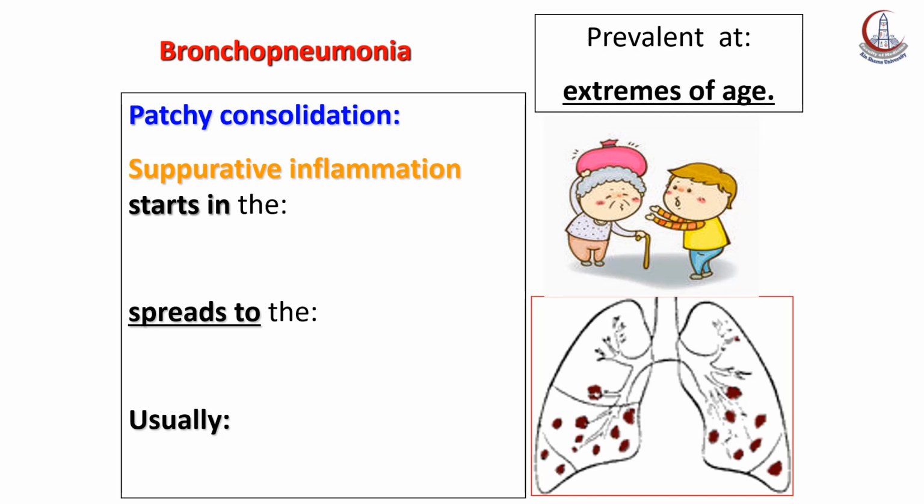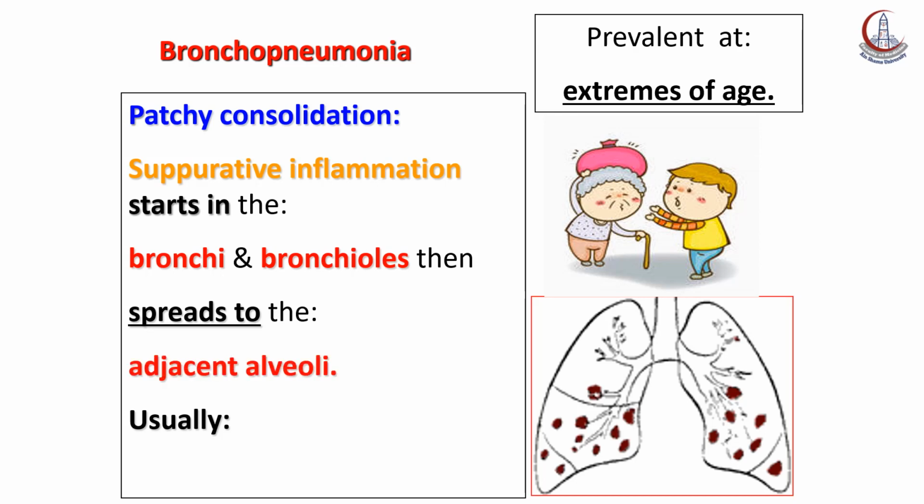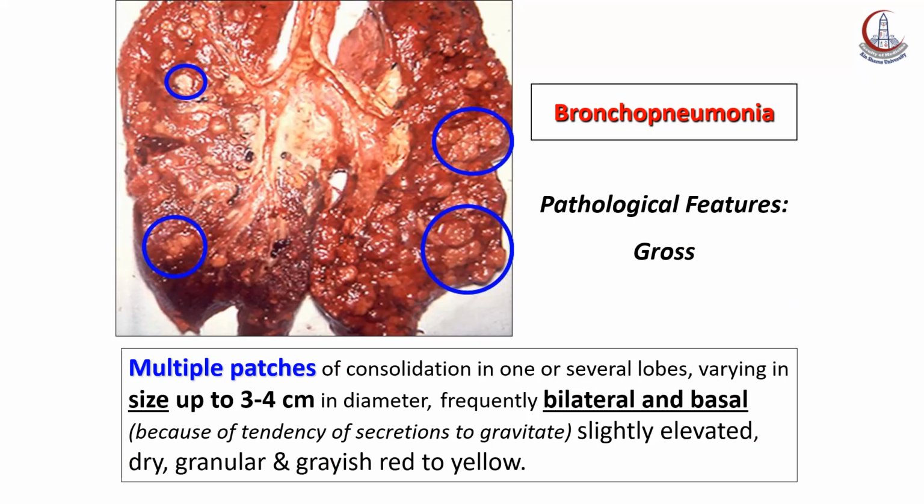It starts in extremes of age, children or old age. It starts in bronchi and bronchioles and spreads to the adjacent lung tissue and alveoli. Usually bilateral, more basal because of the effect of gravity on secretion stasis. Grossly, there are multiple patches of consolidation in one or several lobes, variable in size, ranging from 3 to 4 cm in diameter, frequently bilateral and basal, because of the tendency of secretions to settle with gravity in the lower lobes.